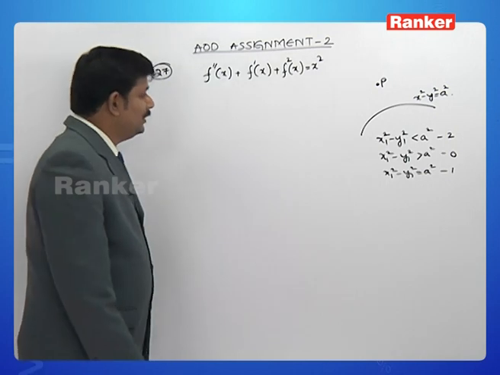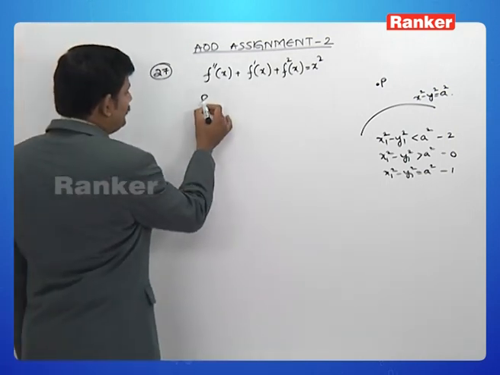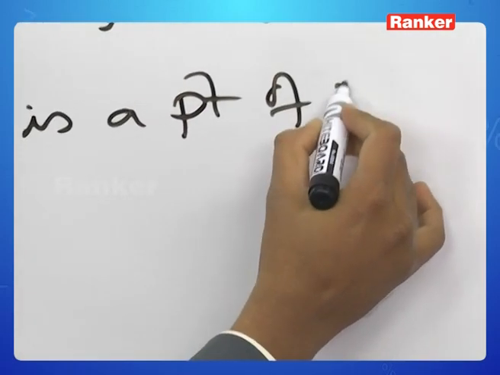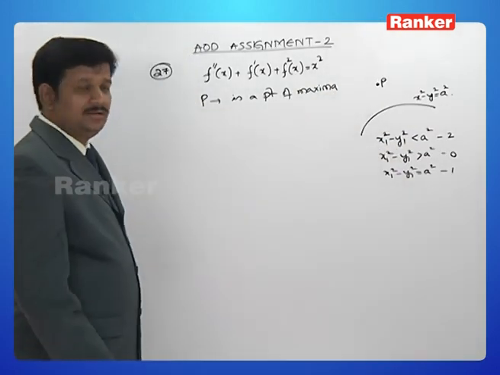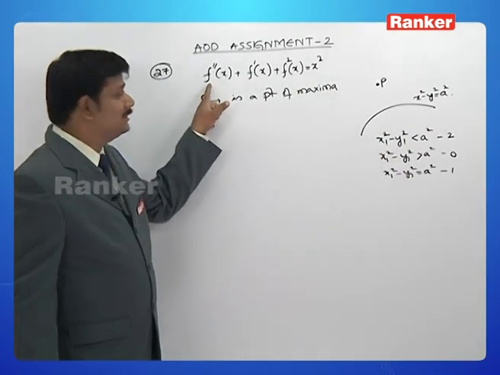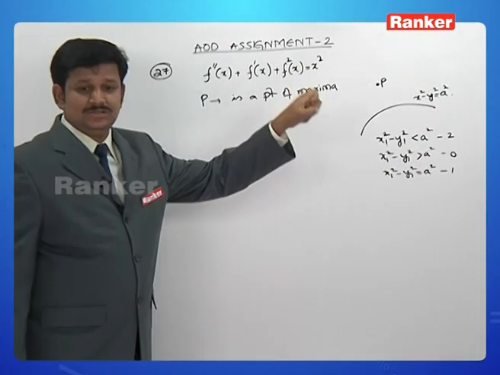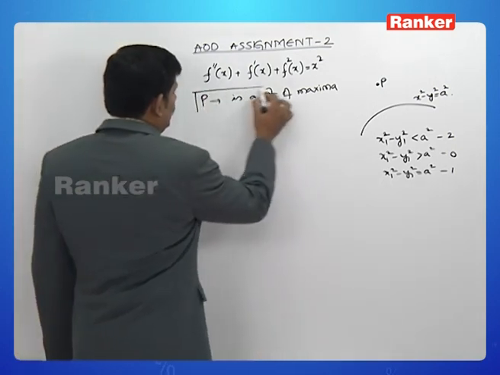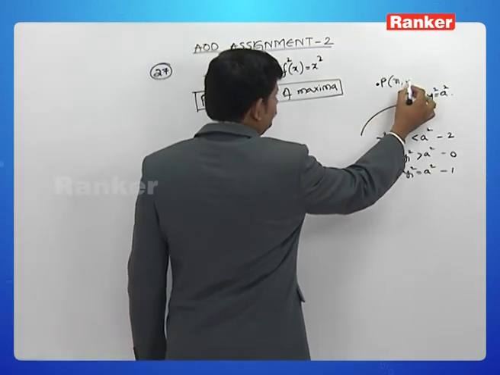So let us see from the given information. It is given that P is a point of maxima for the curve whose differential equation is f double dash of x plus f dash of x plus f square of x is equal to x square. Now let us assume P to be x1 comma y1.